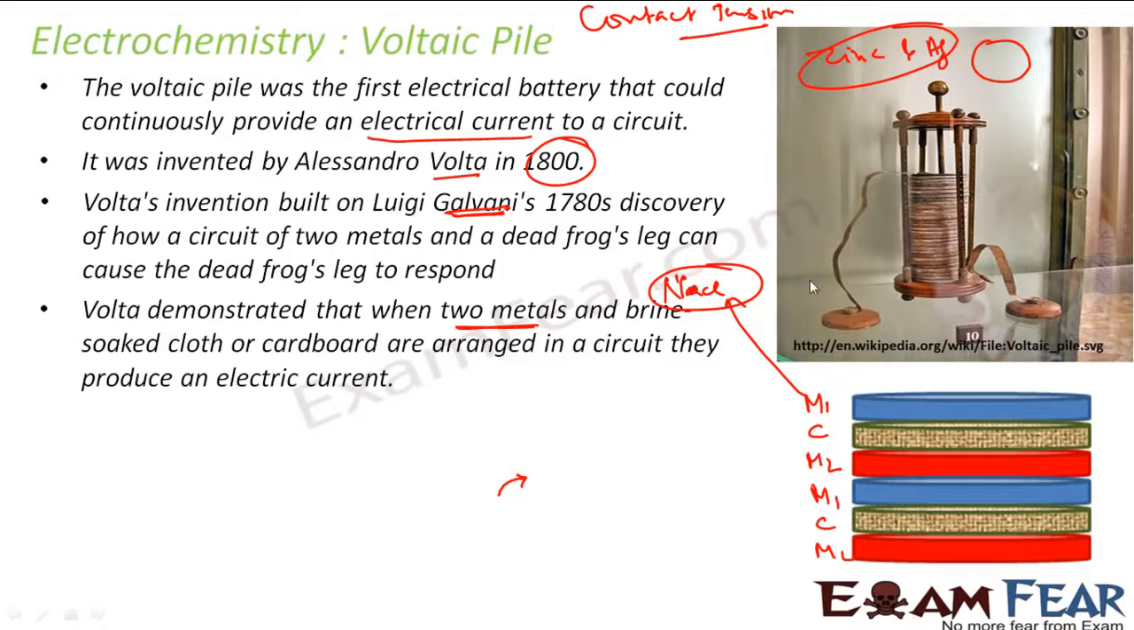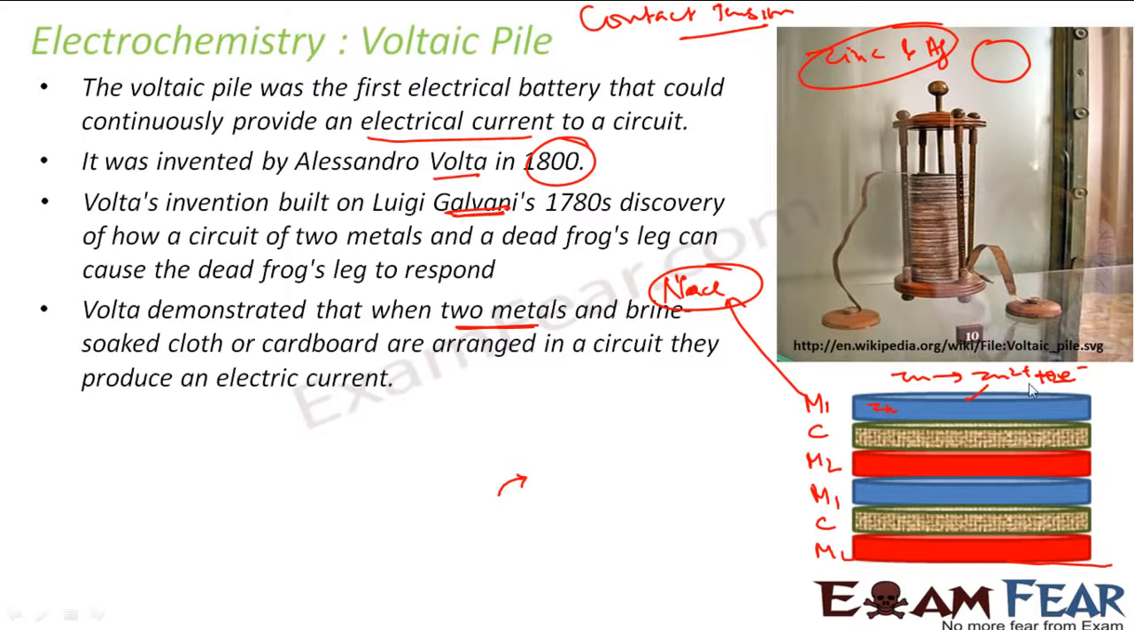Now what happened was, if you connect this end and this end, electricity was produced. The reaction that took place was, for example, this is my zinc. At zinc, zinc used to get oxidized to Zn2+, and 2 electrons were emitted, because zinc is more stable in the +2 form. We'll explain this when we talk about reduction potentials.